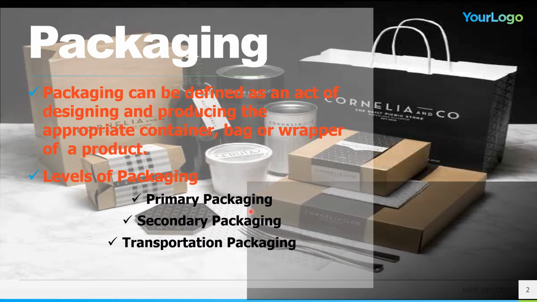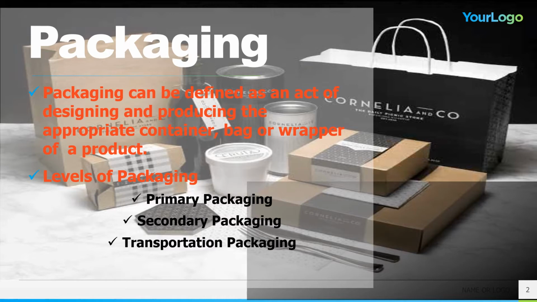Now, what are the different levels of packaging? The first one is primary packaging, without which the product cannot exist. Next is secondary packaging, which is removed when the product reaches home. And transportation packaging is the big carton packaging in which the product is transported from maybe the place of production to the place of sale.